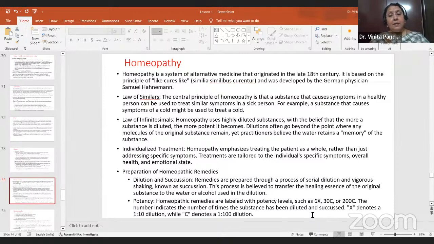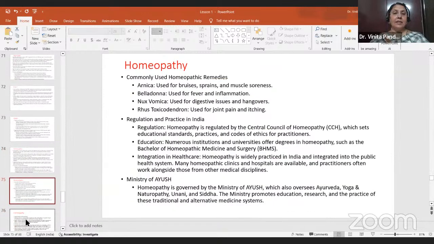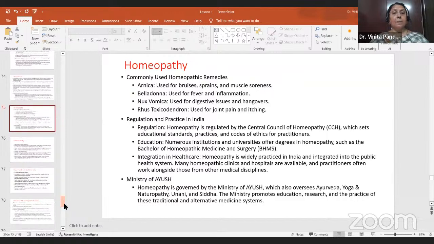Now, homeopathy remedies are labeled with potency levels such as 6X, 30C or 200C. The number indicates the number of times the substance has been diluted, and X denotes a 1 to 10 dilution, while C denotes a 1 to 100 dilution. So, friends, this was about homeopathy, and I'm just giving you a list because these are familiar names for all of us.